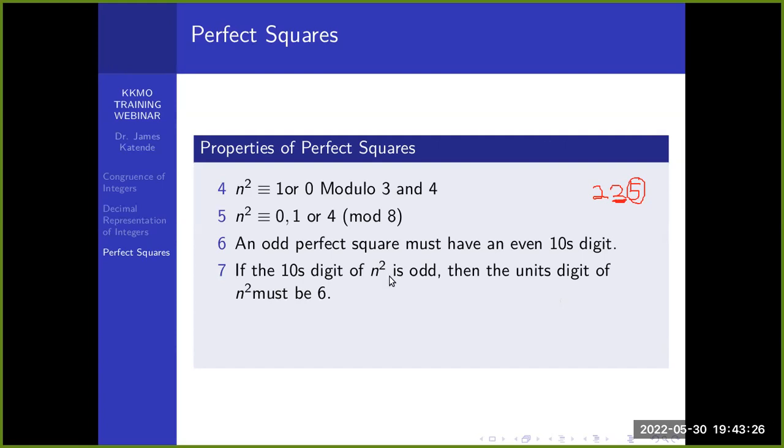Now, if the tens digit of a perfect square is odd, then the units digit of the perfect square must be 6. So if it is an odd tens digit, then the units digit must be 6. You have examples like 16, where the tens digit is odd. You also have examples like 36. The tens digit is odd, then the units digit must be 6. You can test this for other perfect squares that end with 6. You will see that the tens digit will always be odd.